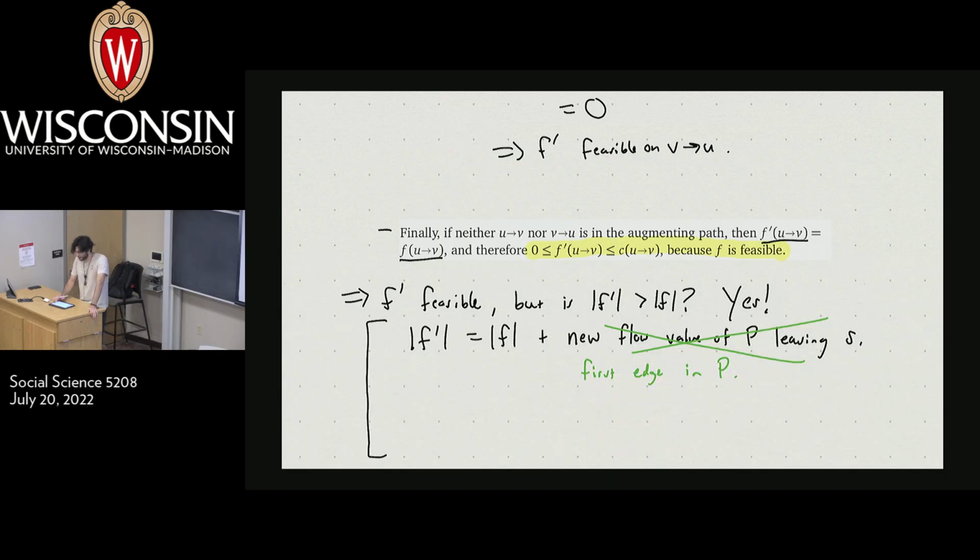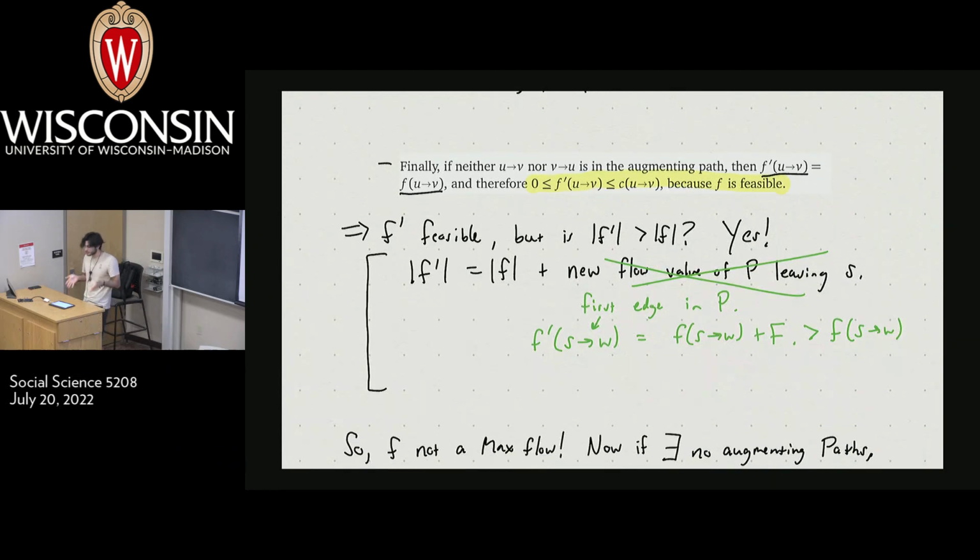So is this first edge positive? Well, remember, the first edge leaves S. So f prime of S to W, I'm going to say this is the first edge. This is exactly f of S to W plus capital F, because it's a forward edge. And because capital F is a positive number, this is greater than f of S to W. So we've increased our total flow. So in total, this is the size of f plus capital F, and this is greater than the size of f. So our new flow has bigger value than the old one.